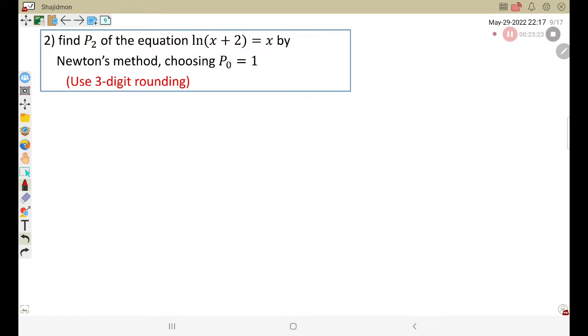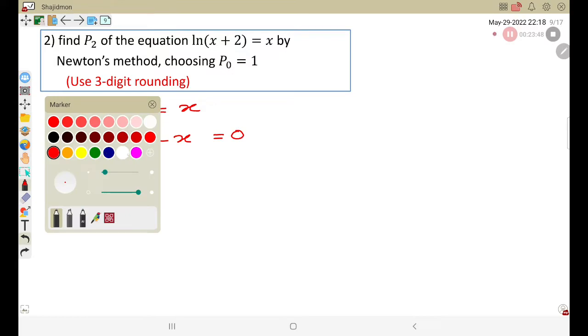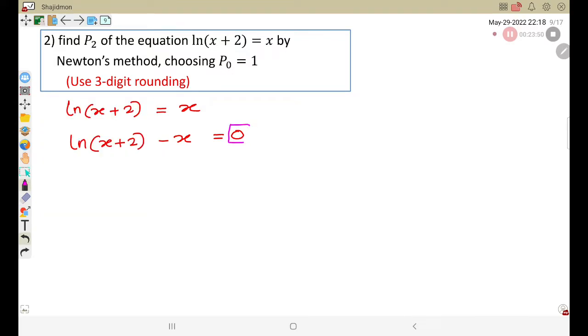Okay, so what is the equation here? Equation is len of x plus 2 equals x. Correct? Len of x plus 2 equal to x. Now first we are writing like an equation form. Len of x plus 2 plus x take to left side minus x equal to 0. Okay, right side, make sure the right side should be 0.